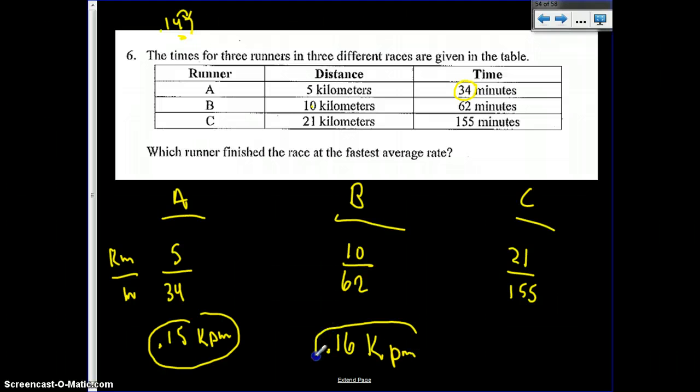All right, what's the last one, Stephen? It's 0.135, so the 3 would become a what? 4. So 0.14.